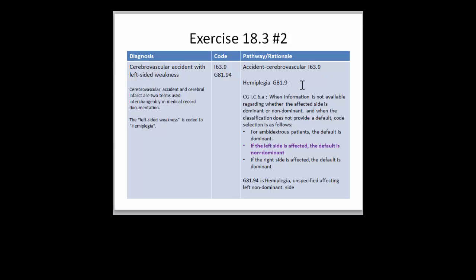So that takes us to the same guideline that we just looked at a little bit earlier. When information is not available regarding the affected side, and when the classification doesn't provide a default, how do you code it? And in this case, we're looking at left-sided weakness. So we go to this part of the guideline. If the left side is affected, the default is non-dominant. So the final code, G81.94, is hemiplegia unspecified, affecting the left non-dominant side. That's how we get to this code.